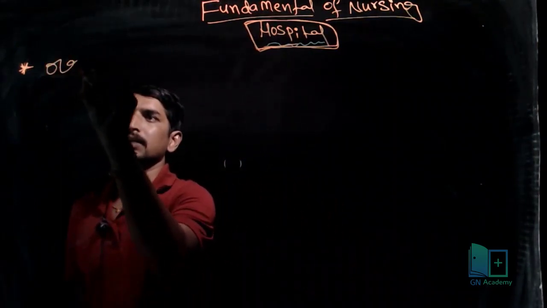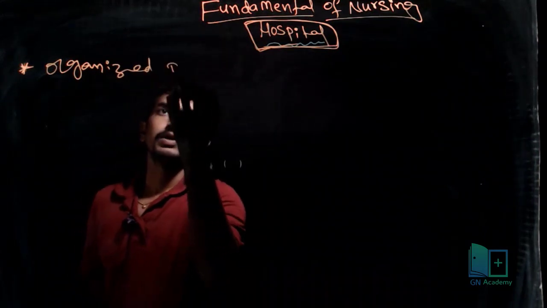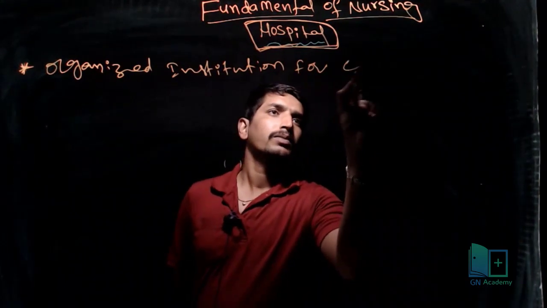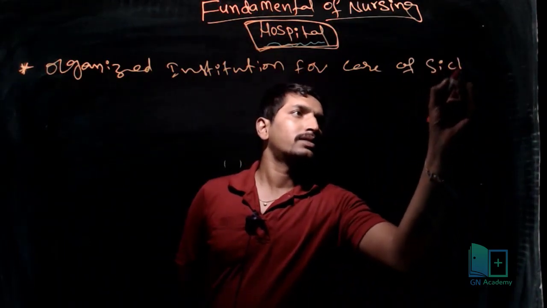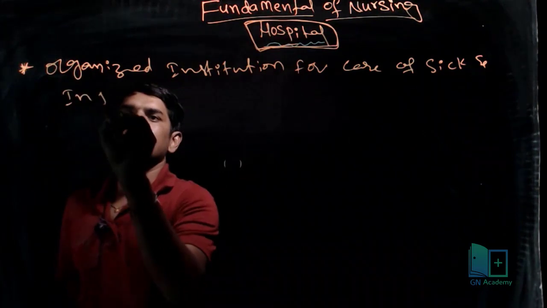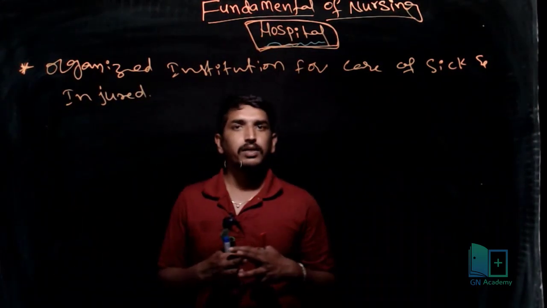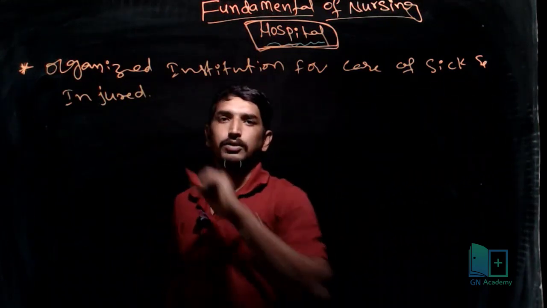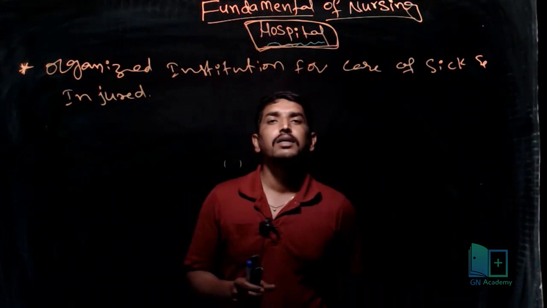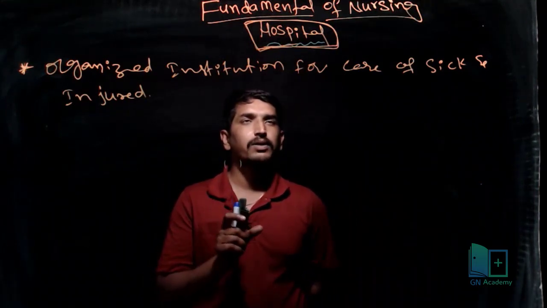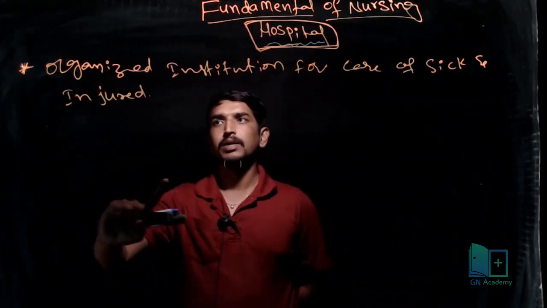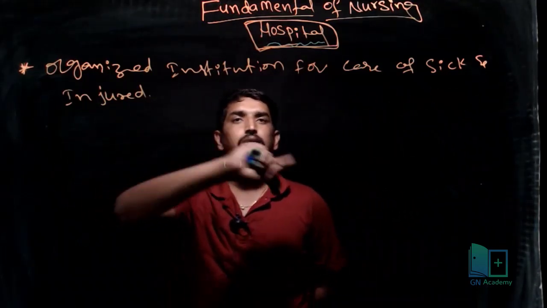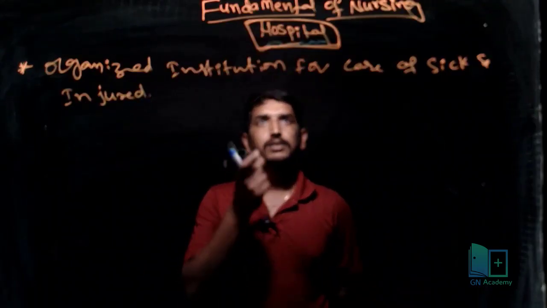First, in the hospital chapter, the meaning of hospital is very important. Hospital can be defined as an organized institution for care of sick and injured. So hospital is nothing but an organized institution which helps to care for the sick and injured. It's a comprehensive question. They may ask, define the character statement of a hospital. In that we should recognize the statement: hospital is an organized institution for care of sick and injured. This is one of the comprehensive questions which may be asked in competitive exams.